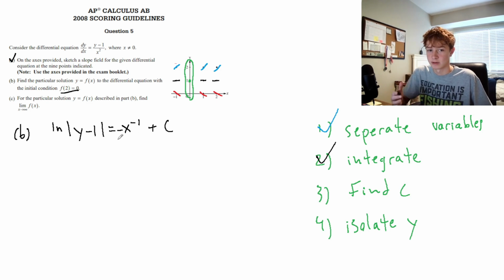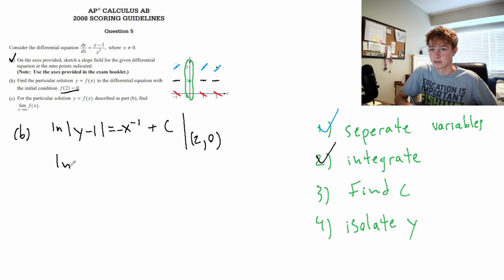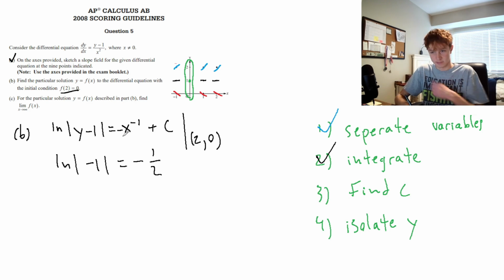So now we can try to find what that c value is actually equal to. And we can use our initial condition of f of 2 equals 0. So x is 2, we can write it like this, and y is 0. So now we're plugging in 2 and 0. So let's do it. ln of negative 1 equals negative 1/2, right? Because we plug in 2, and since it's the power of negative 1, it gets flipped to the bottom. So we have negative 1/2 plus c.